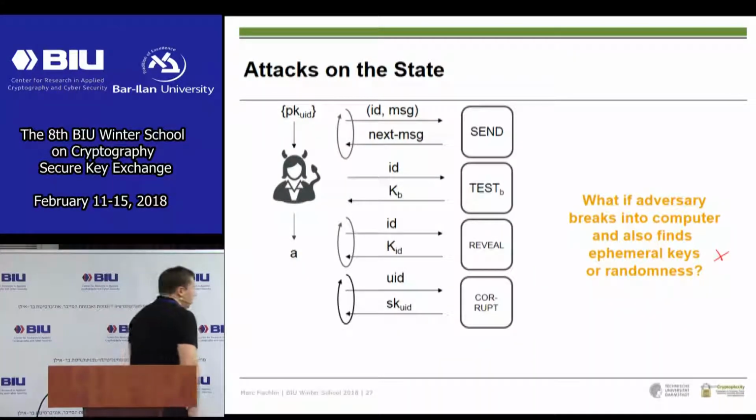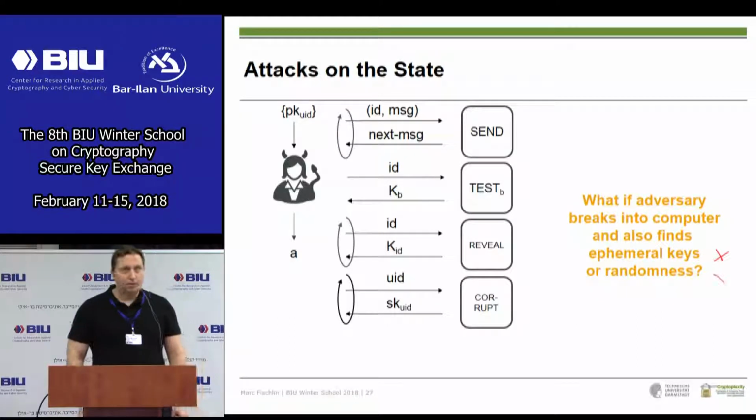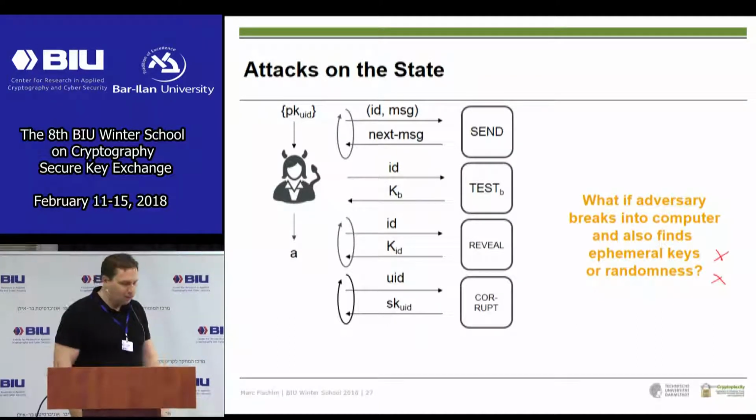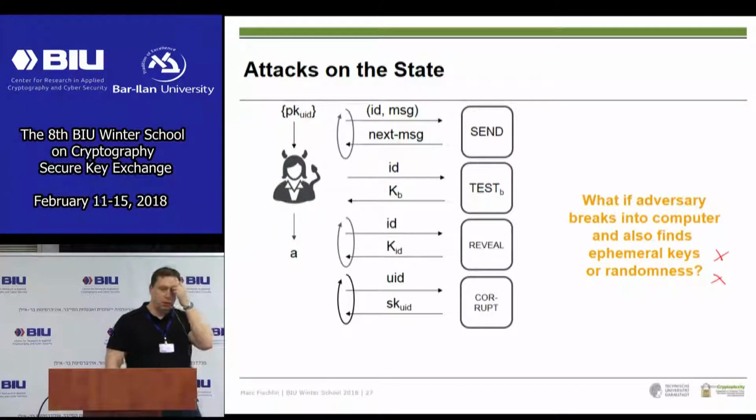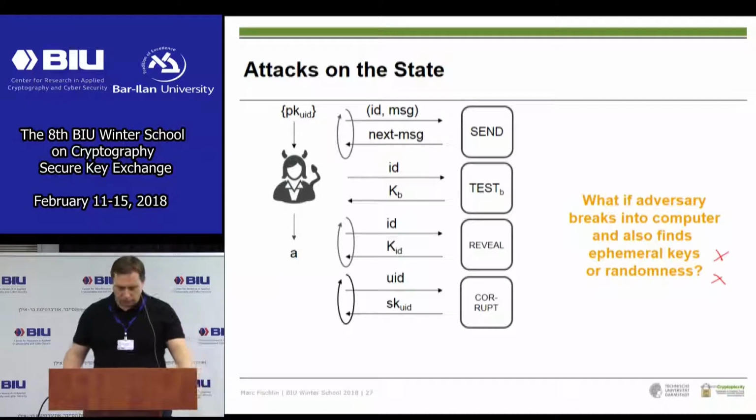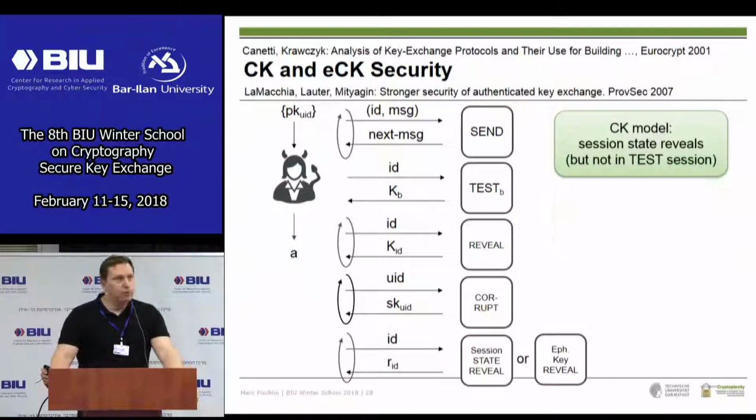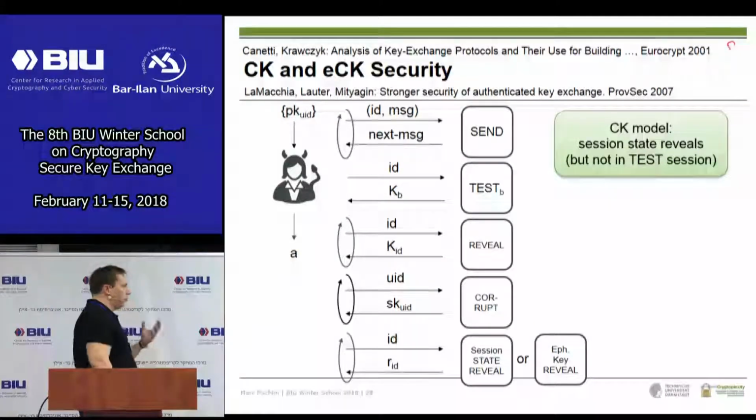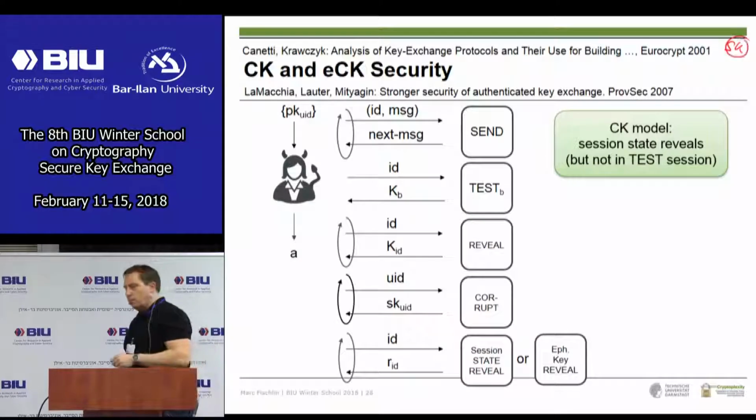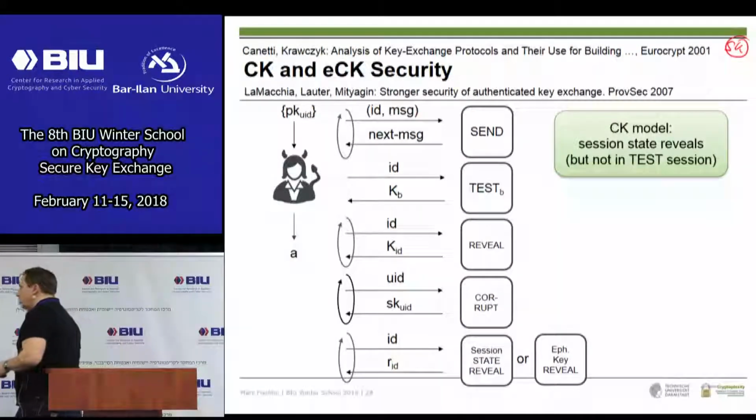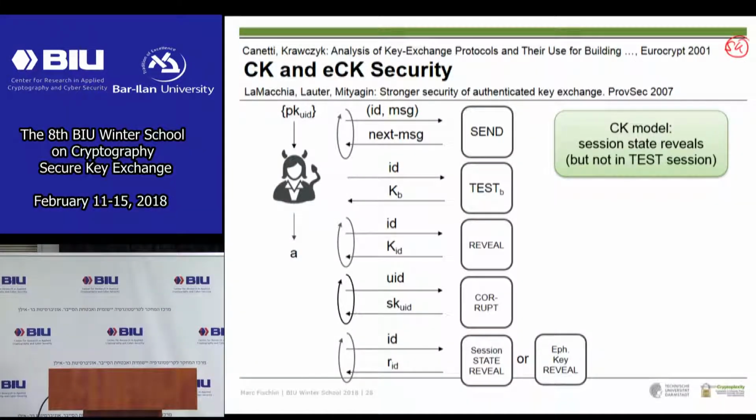Okay, so now the final slides of this part are about advanced models, and especially attacks on the state of the parties. So we've had this before. I told you that I work in the weak corruption model, so I can corrupt a party and then I get the secret key, the long-term secret key, but not the inner state, not the randomness which is used and so on.